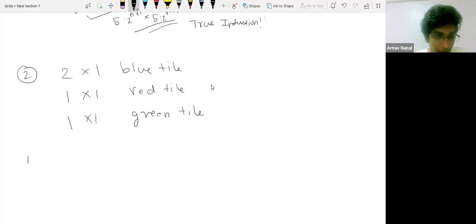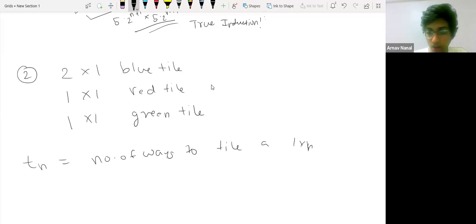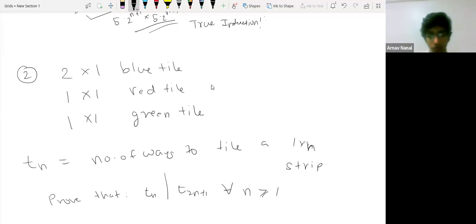Define Tn as the number of ways to tile a 1 cross n strip grid. Now you have to prove that Tn divides T of 2n plus 1 for all n greater than or equal to 1. Does everyone get the problem, or should I repeat?